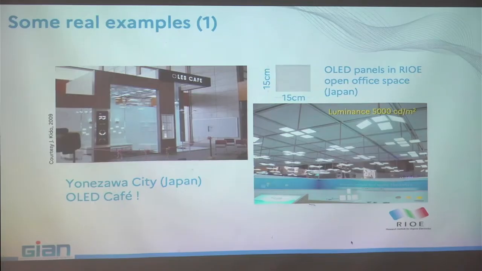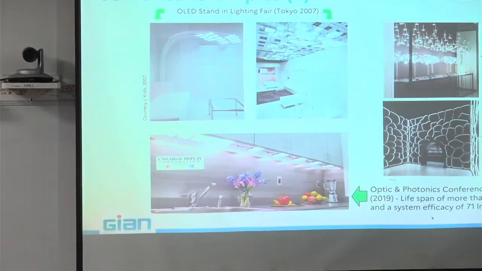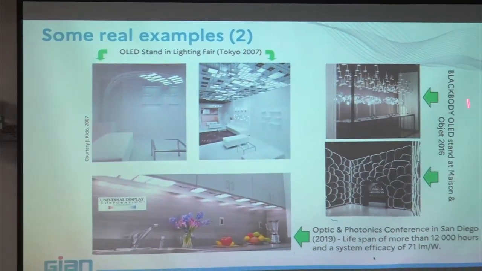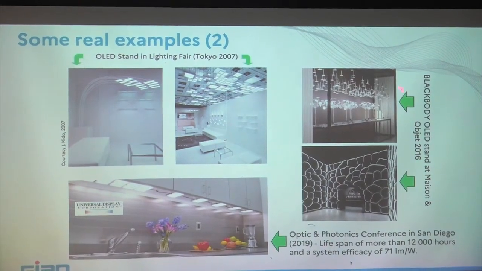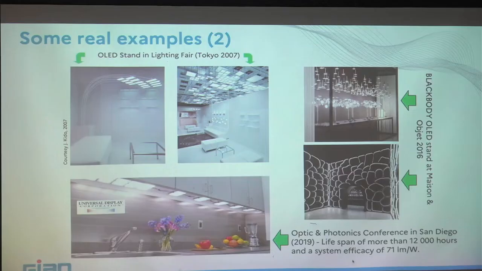That means you don't have so much thermal power to evacuate. Here the efficiency is very high, and you have very thin stuff, and this is very, very interesting. Other ideas. This is the Universal Display kitchen. Here is some configuration for a Blackbody company, where you can see different kinds of lighting. You can really imagine what lighting designers can do with something that can be folded and take any shape.